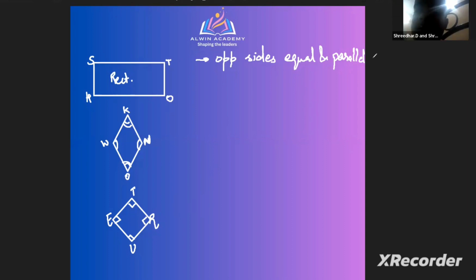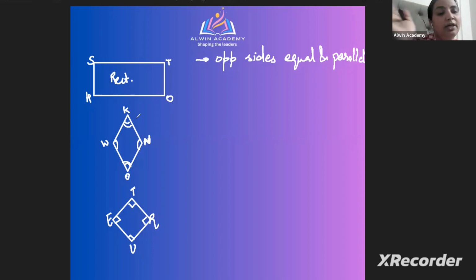Yes, ma'am. And ahead of it, if you have space, write SH equals to TO, ST parallel to HO, SH parallel to TO, ST equal to HO. For both the pairs, write parallel and equal both. Why are we doing this when we have written opposite sides equal and parallel? We are just trying to spend some more time on the same property so that we grasp it well. Okay.